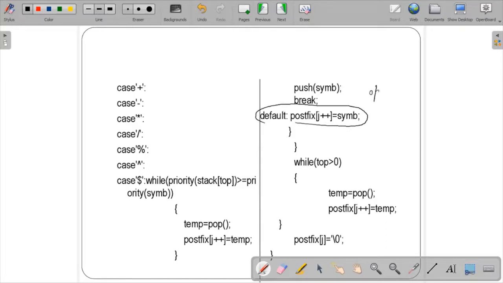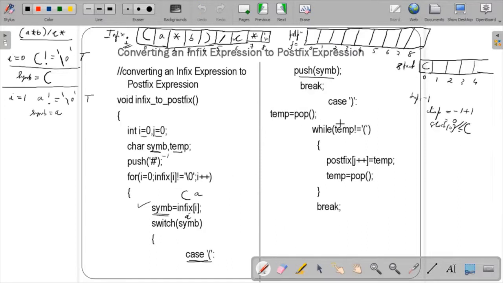Whenever you find an operand, it will directly go to this particular statement, that is postfix of j plus plus equal to sim. So what is happening? Initially j value is 0. This is post increment, so j value is 0. So postfix of j plus plus means first it will put the value at 0, there you will put the sim. So postfix of 0 will have the operand, whatever we read, the operand A will be there, and then j value will be incremented to 1. So that will be j is equal to 1. Postfix of 0 will store the sim, and then j value will be incremented to 1. So that is the meaning of this particular statement. So that has been pushed over here. Now you had read A, so A will be pushed over here.